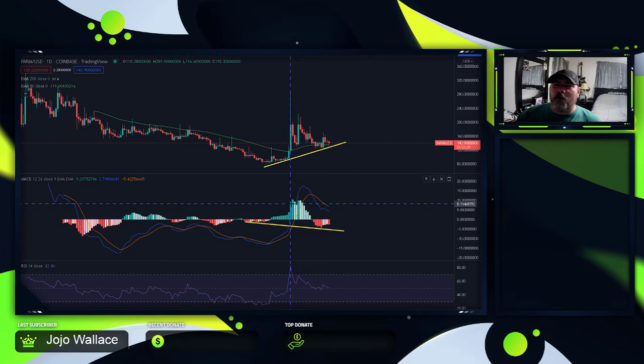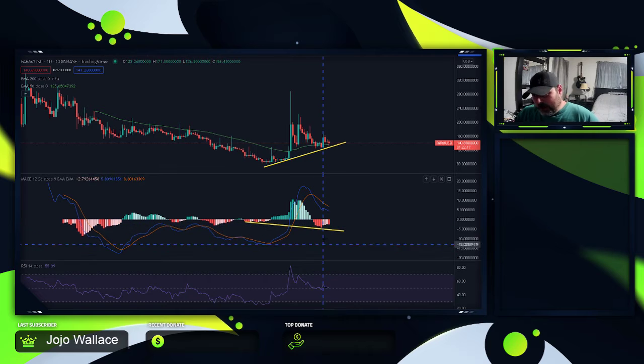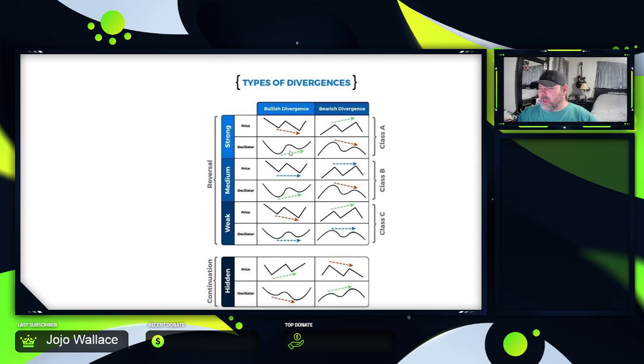Okay, here's FARM USD, another little coin. We have a little something different. So on the price, we have a low and a higher low. On the MACD, we have a low and higher levels of selling pressure, giving us that right there. So we'll pop right back over here to our chart. Let's find that. Look down here. We have a price with a low, a higher low, and then the oscillator, a low, and more levels of negative momentum. We have hidden bullish divergence, and that's a continuation pattern.